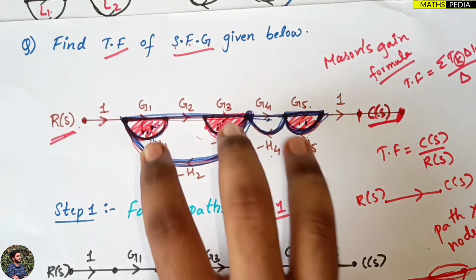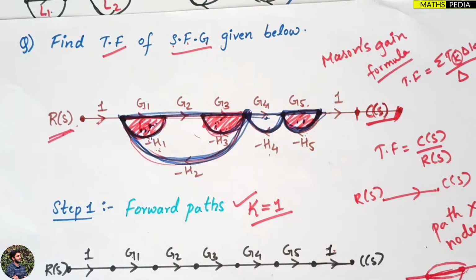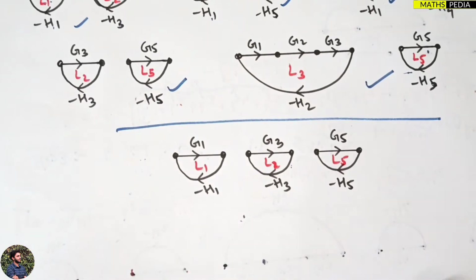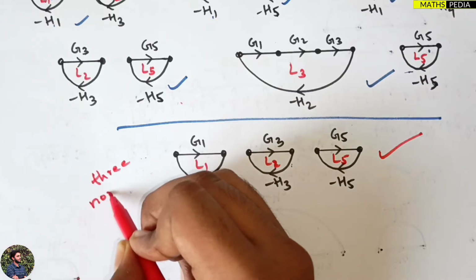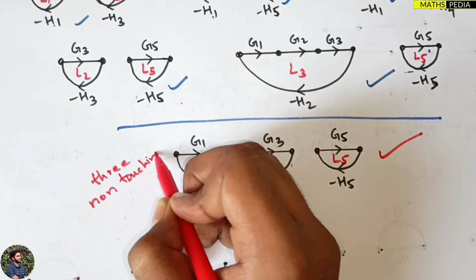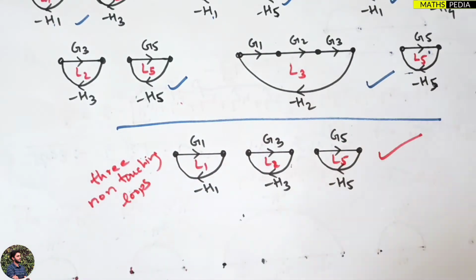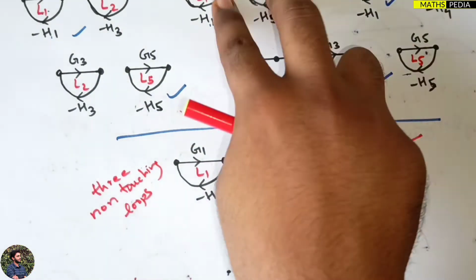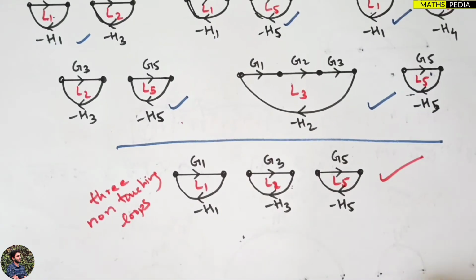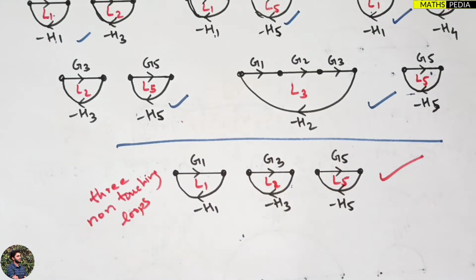So for the combination of 3 non-touching loops, I have only one pair. So that's what I have done here. I have got only one pair of 3 non-touching loops. Okay, that is the thing. So always remember, for 2 non-touching loops you take one pair as two loops, and for 3 non-touching loops, you have to take the combination of 3.